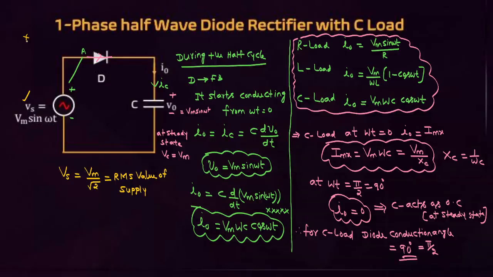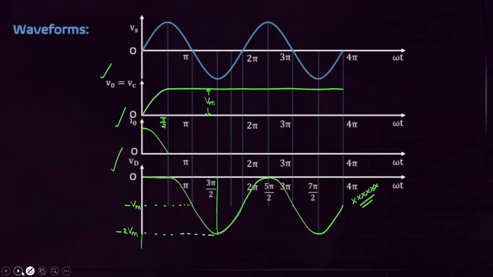Then this is the special circuit, half wave diode rectifier with C load. With the C load, these are the points to concentrate on. This is the C load instantaneous output current, i0 equal to Vm into omega C into cos omega t. We need to concentrate on the waveforms. This is the voltage across the capacitor waveform. This is the load current waveform.